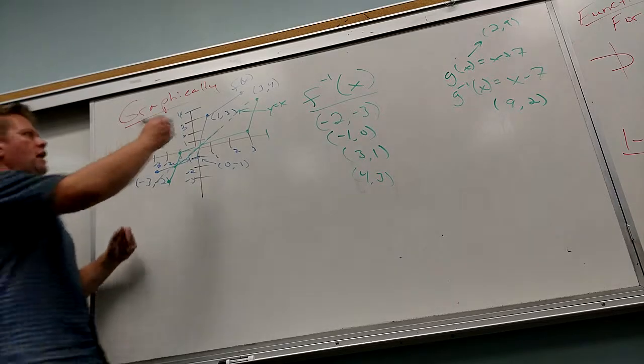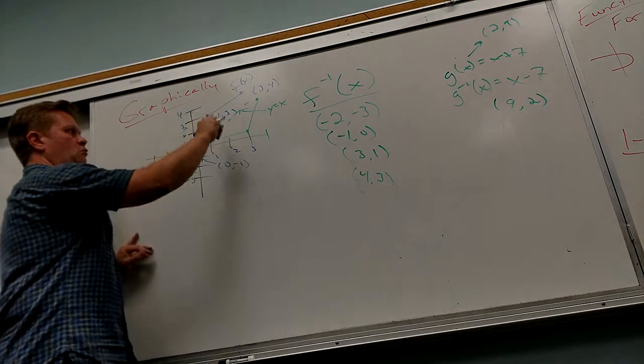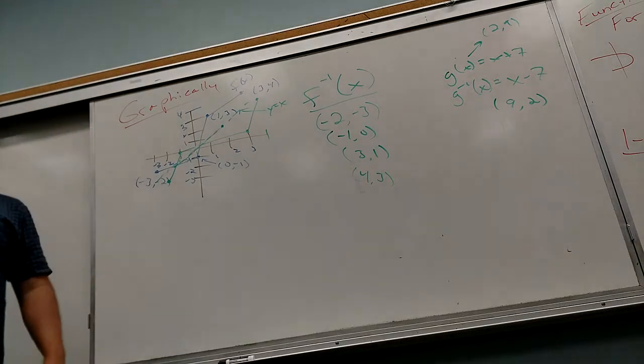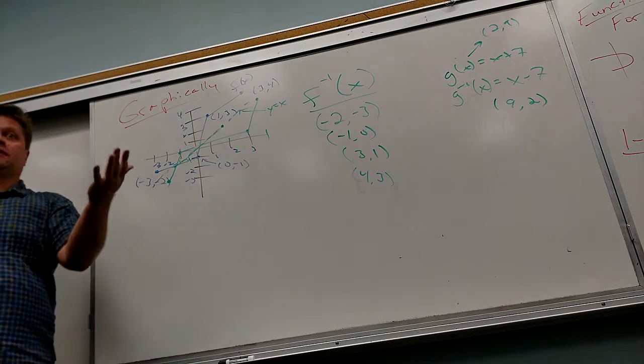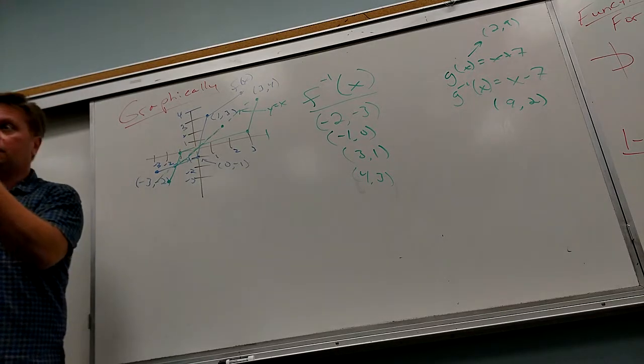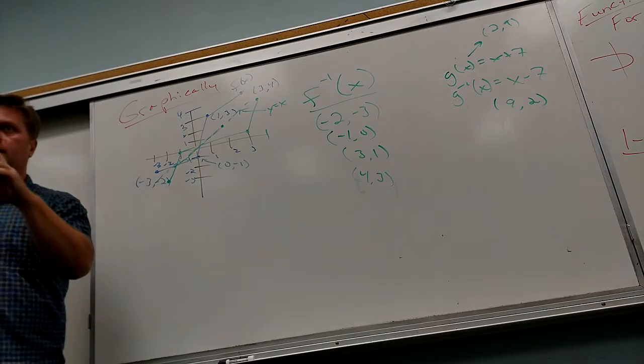If I would have gone through this line, its reflection would have been itself, right? So what if the function went through 2, 2? The inverse would go through 2, 2, because it's right on the mirror. It's not going to go anywhere. It's not going to get reflected.